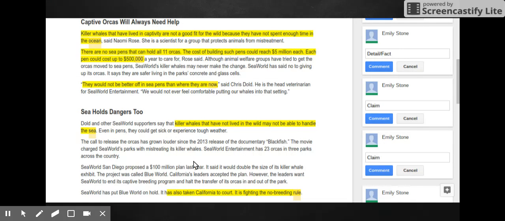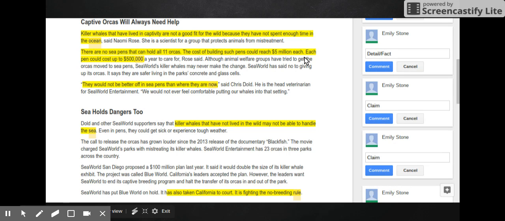Going into this next part, though, I'm sorry, but this part got cut off. You can see it in the past slide. It says main idea or claim. It's referring to this first highlighted part where it says, killer whales that have lived in captivity are not a good fit for the wild because they have not spent enough time in the ocean. That is a claim written here by Naomi Rose. She's saying that killer whales shouldn't be in the wild, that they should stay within SeaWorld due to the fact that they haven't been in the ocean before, so they wouldn't know how to act.